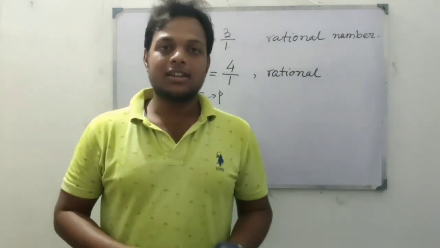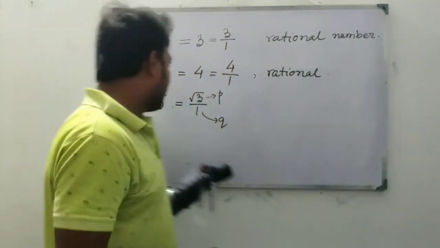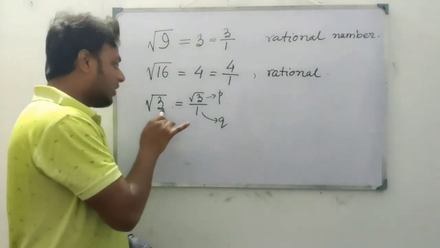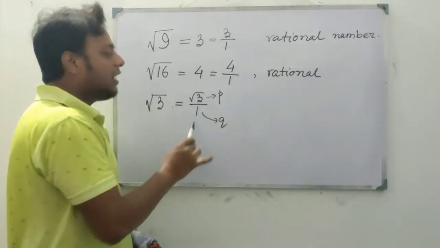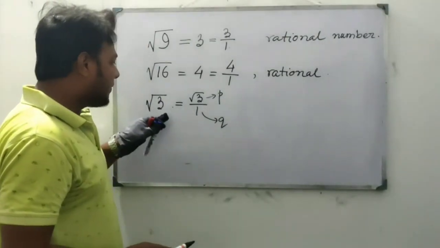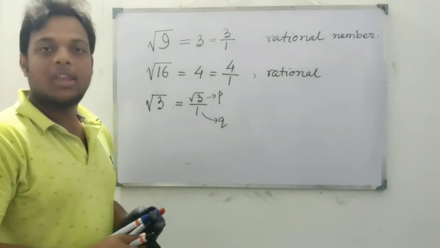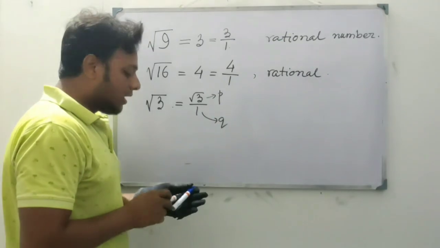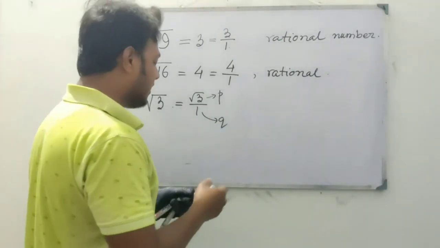These numbers are integers. But root 3 is not a member of the integer set. So root 3 is not an integer. So you are able to express root 3 into the form p by q, but here p and q are both not integers. There is no way to express root 3 into the form p by q, where p and q are integers. So we can conclude that root 3 is not a rational number.